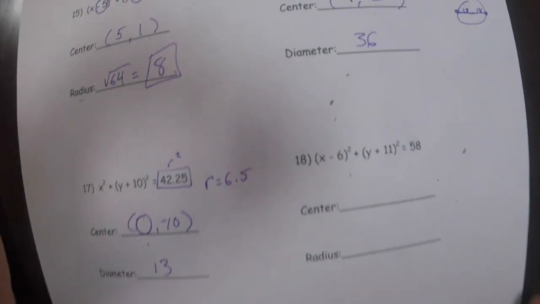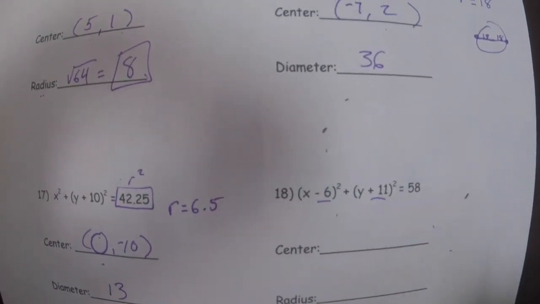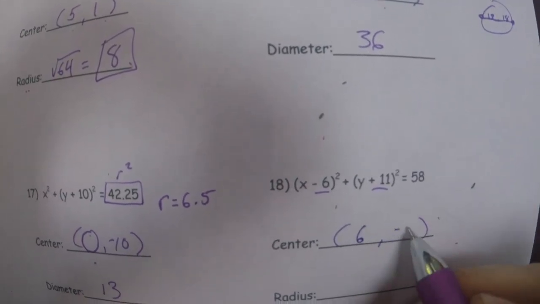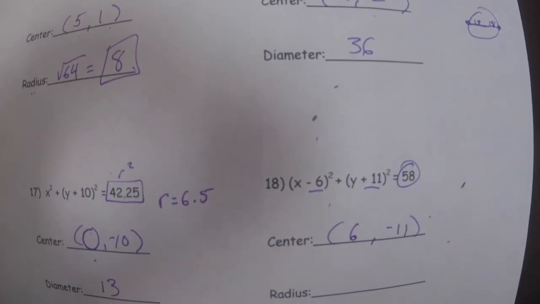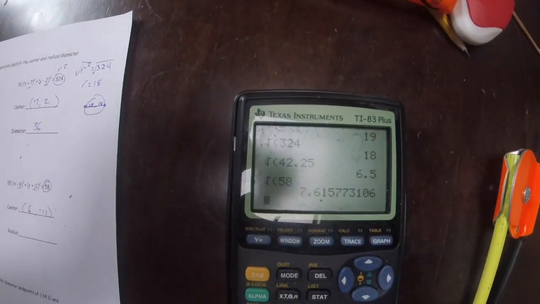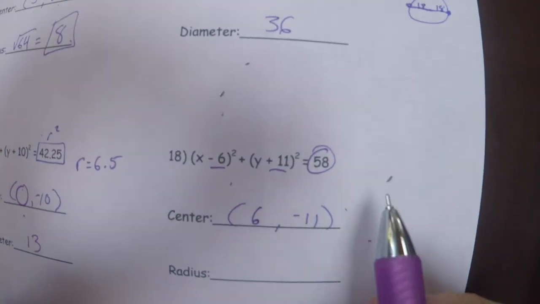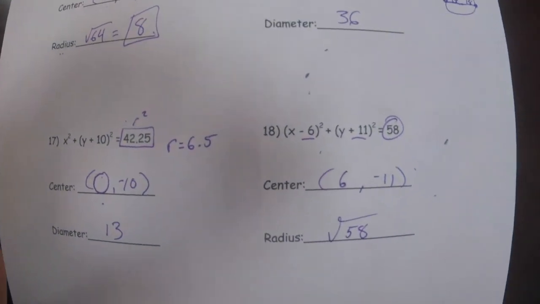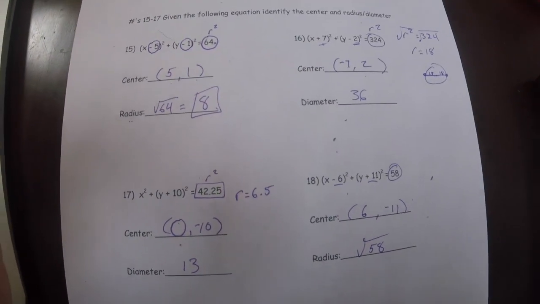All right. Last but not least, here's my x coordinate, here's my y coordinate. Remember, just change the sign. So what's the center? +6, -11. Okay, here's my radius squared. So if I take the square root of 58, I get 7.615773106. Do you think I should write that? Probably not. I'm just going to leave it radical 58. And that, my friends, is the equations of circles.